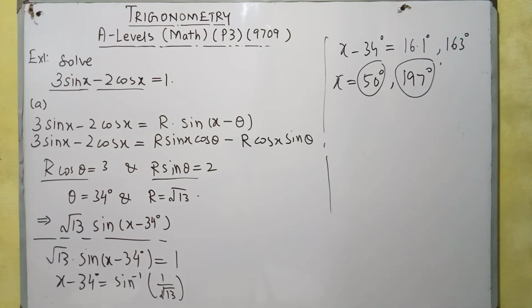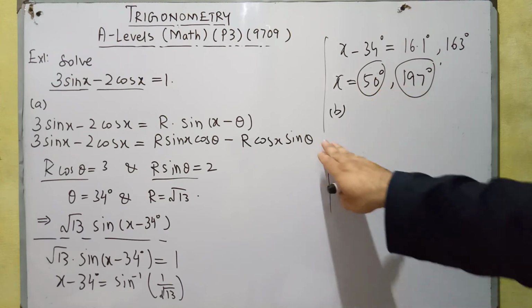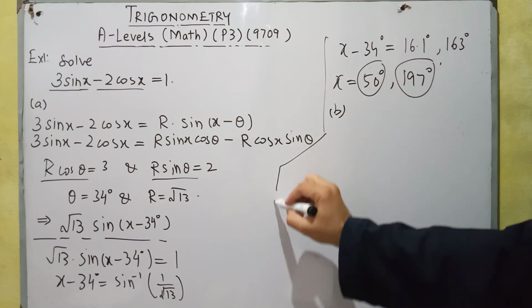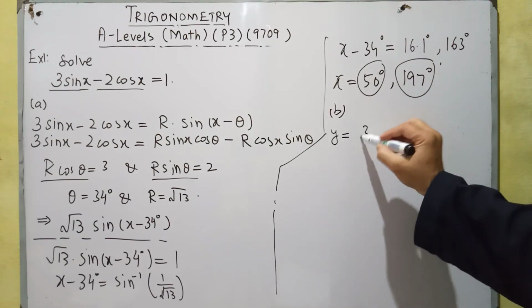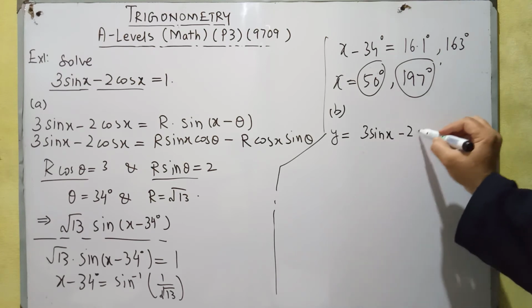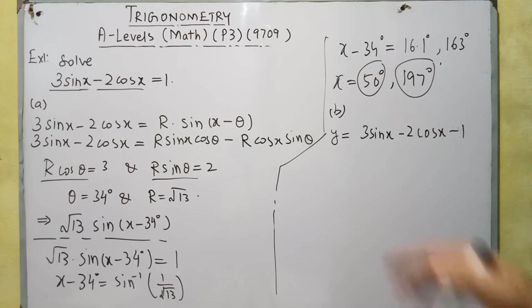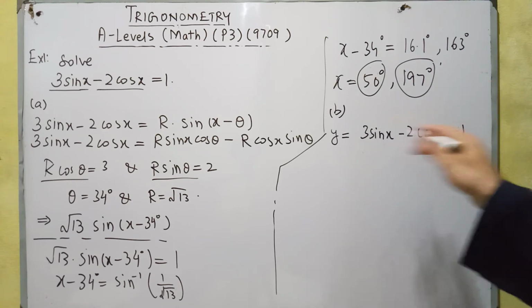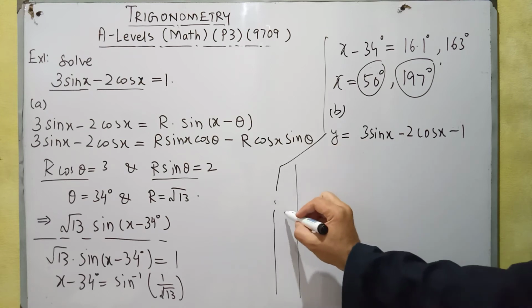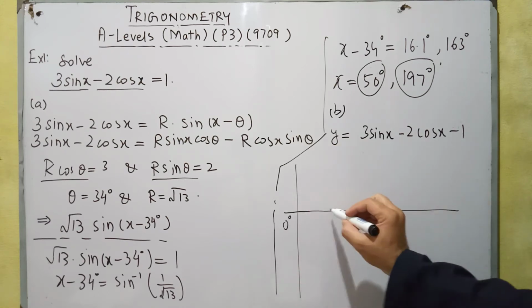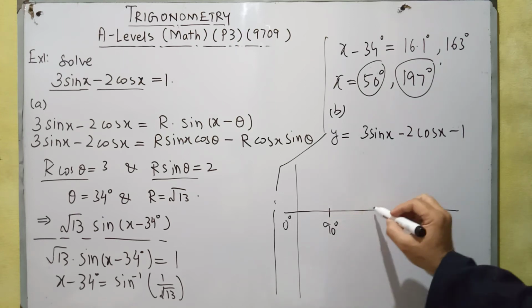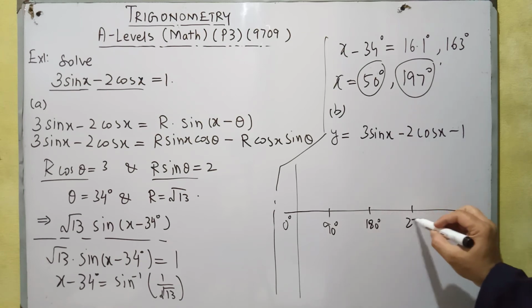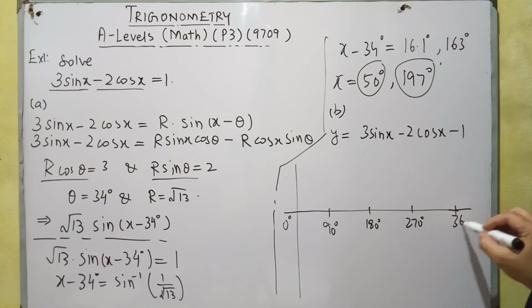And in the second part, we can also find the graphical solution of this equation. This equation is basically y equal to 3 sine x minus 2 cos x minus 1. This is our equation, and we can draw the graph of this equation. We are taking just four regular values: 0 degrees, 90, 180, 270 and 360.